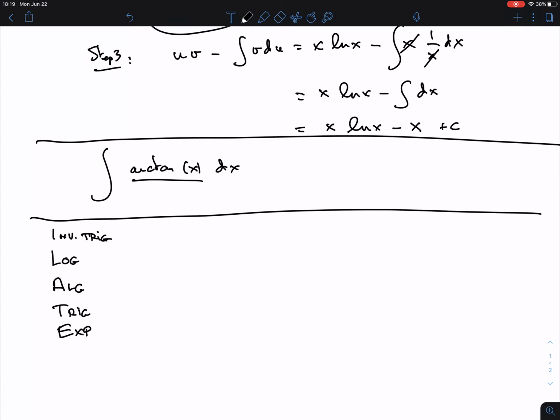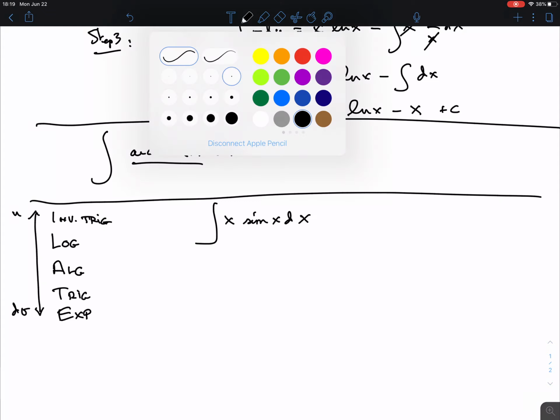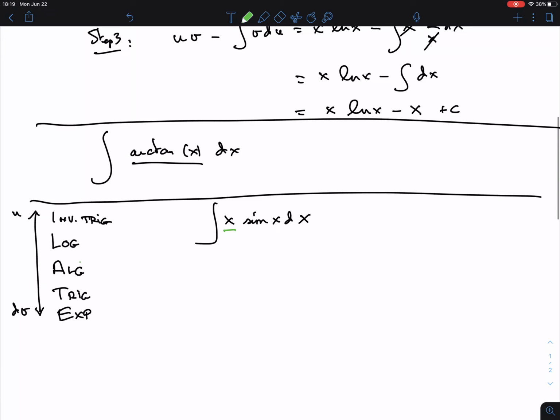Now, what does this mean now? Well, this is kind of a scale. And it's a scale where on the top is u and the bottom is dv. What do I mean with that? Well, let's look at a couple of examples. Let's look at the examples we worked out in the previous video. x sine x dx. So let's see what they are. Well, x, as I said, is an algebraic function. And what is the other guy? Sine x is a trig function.